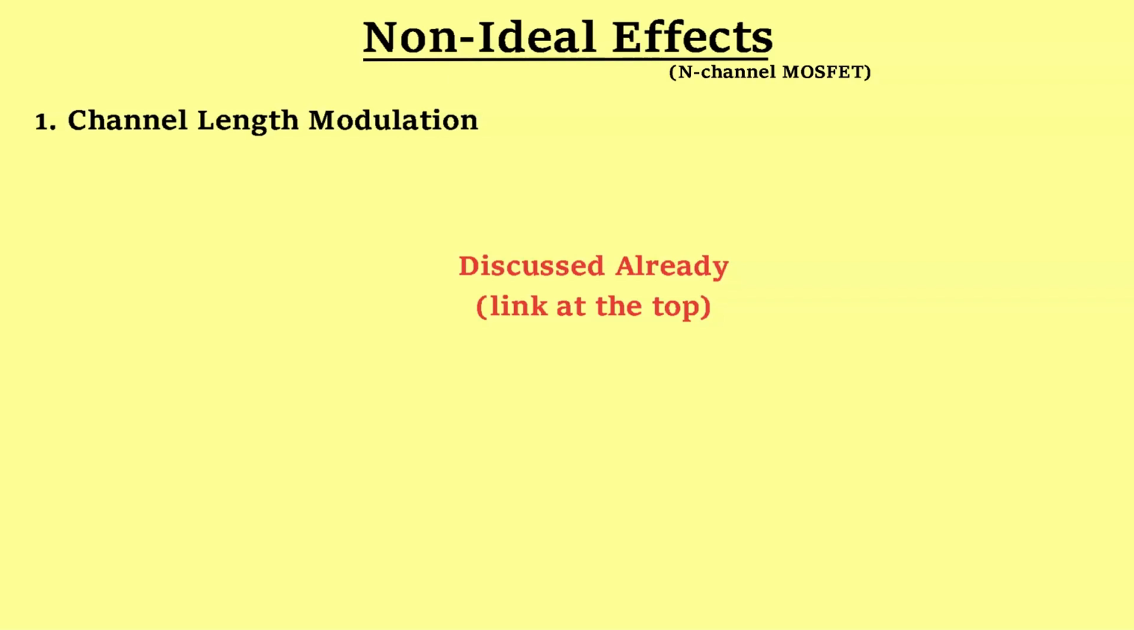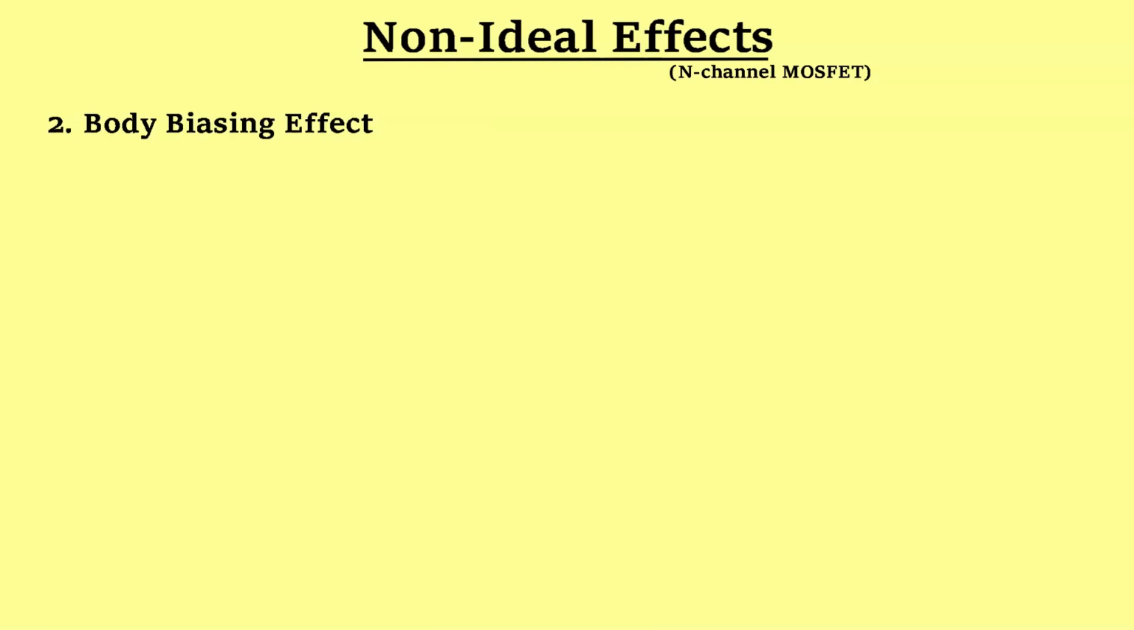Our next non-ideal effect is body biasing effect. We know MOSFET has actually 4 terminals, but after shorting source and body terminal, we are left with effectively 3 terminals only. But it is not necessary that body and source terminals are shorted always. Whenever there is a potential difference between body and source terminal, then there will be a change in threshold voltage. This effect is referred as body biasing effect.